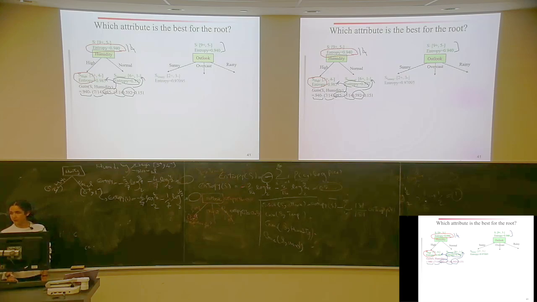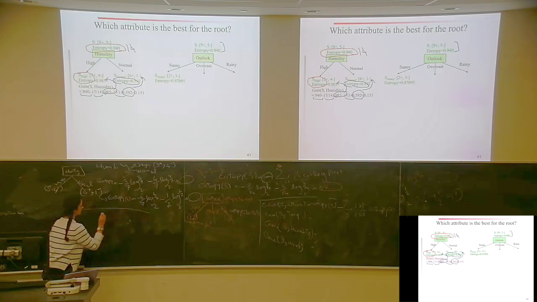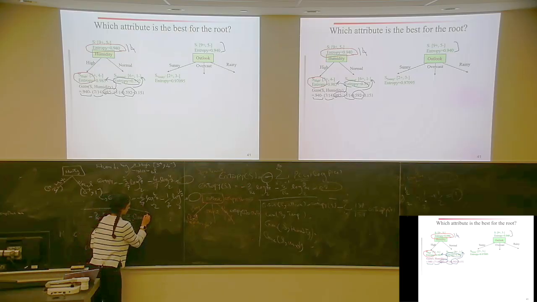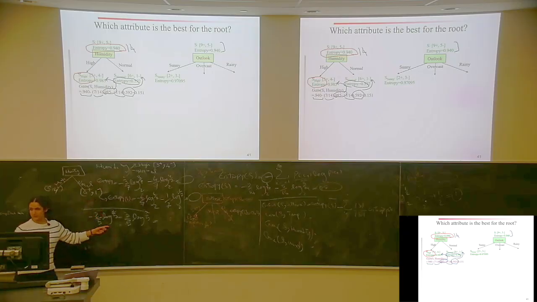Let's do it for sunny. Out of 14 days, 5 days are sunny. Out of the 5 days which are sunny, 2 of them belong to class yes, 3 of them belong to class no. So what would be the entropy? Entropy would be minus 2 over 5 log of 2 over 5, minus 3 over 5 log of 3 over 5. Right? So this is how you reach this number.